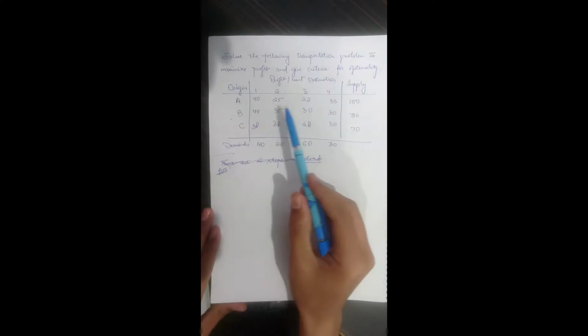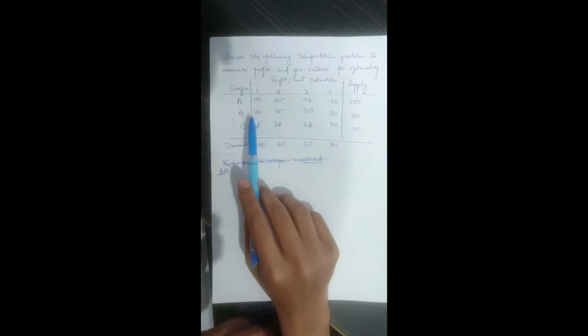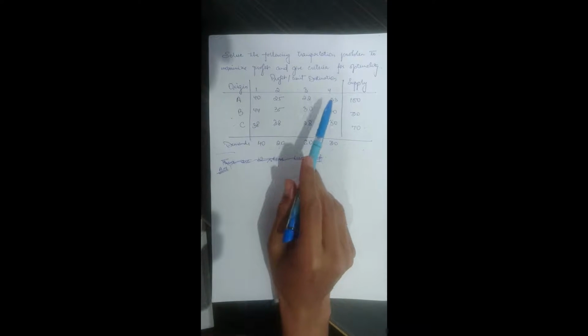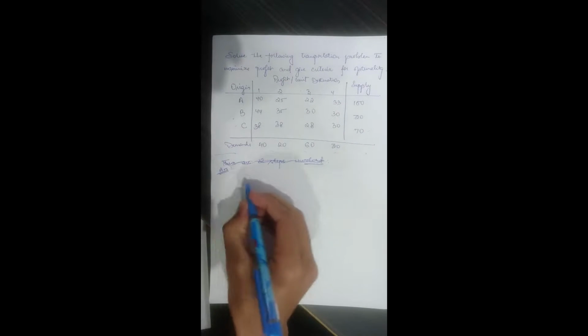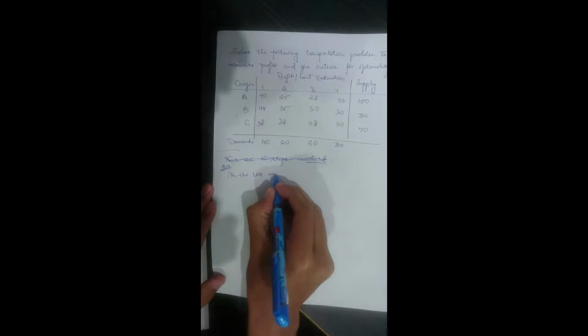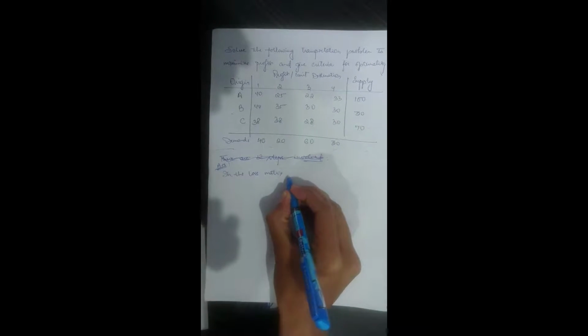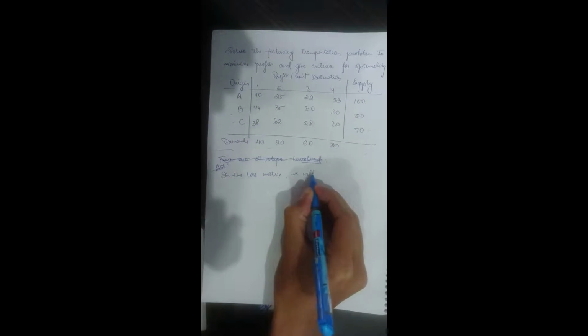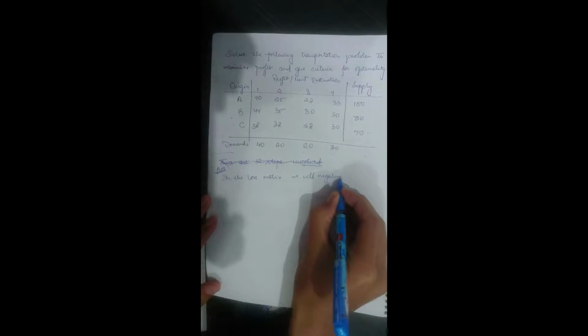The profit incurred while a source transfers some units to a destination is also listed in this matrix. So how do you solve this question? The purpose of solving the question is to maximize profit. Okay. So first of all, we'll make a loss matrix. In the loss matrix, what we'll do is we'll negate all the costs.